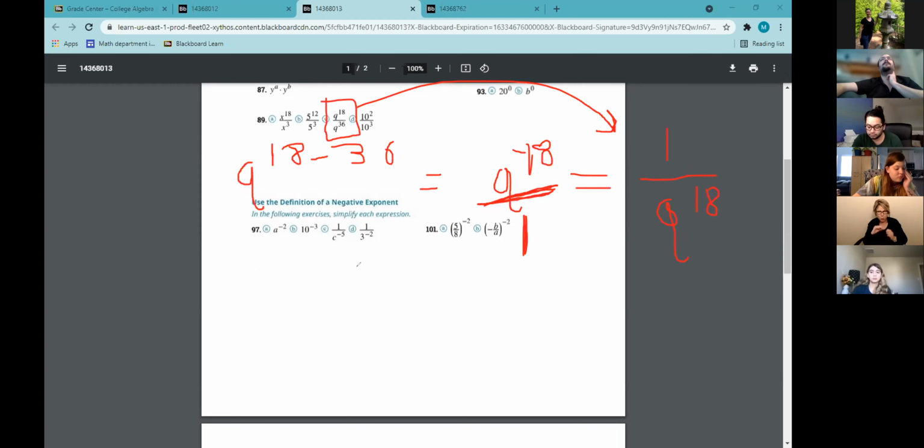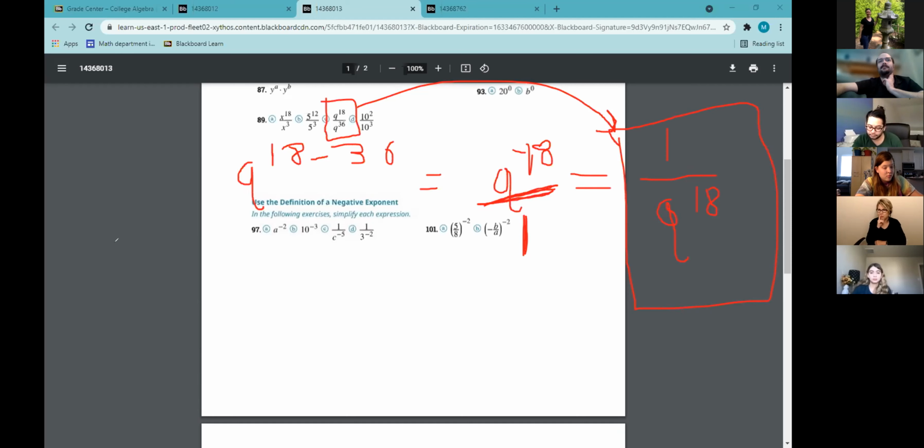So, I have a question. So the answer could be Q to the 18th power? Yeah, typically we don't want solutions with negative exponents. If there's a negative exponent, we're going to convert it to positive. We really don't like having those negative exponents in there.